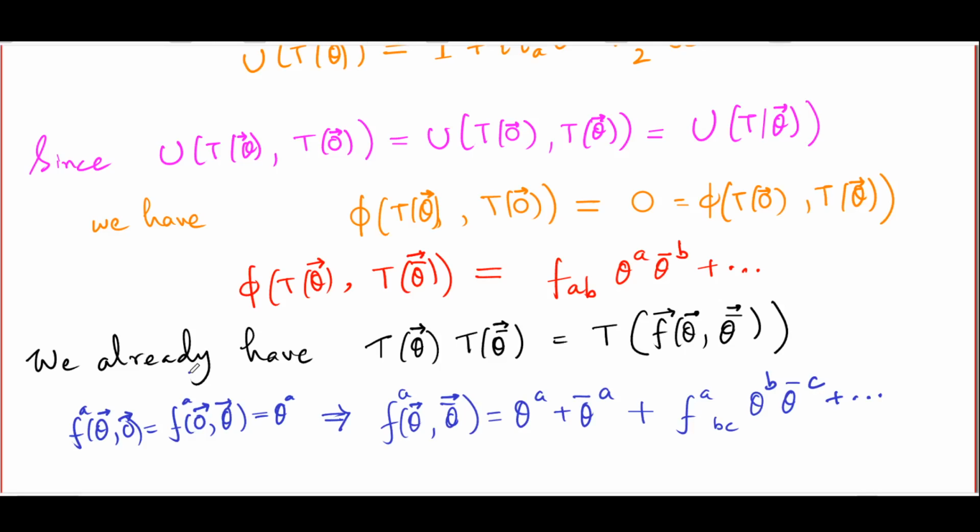Now this has already led us earlier to the following conclusion. If we were to expand out the function f^A in powers of theta and theta bar components, the lowest order term must be theta^A plus theta bar^A, and these would be the only pure theta or pure theta bar terms in the expansion. The quadratic term in particular must be f^A_BC theta^B theta bar^C. And of course, you can have higher order terms, but all these higher order terms must be mixed. You can't have terms like theta^A theta^B theta^C.